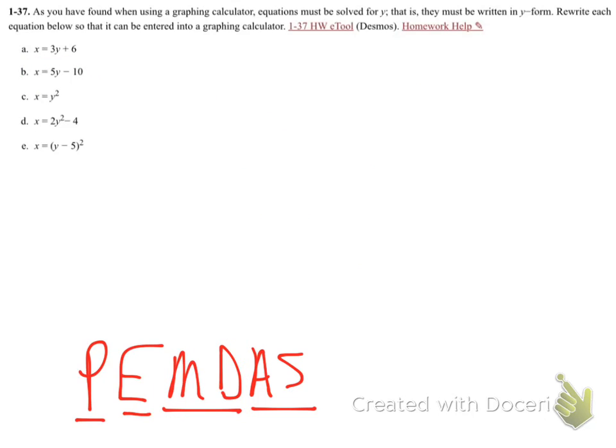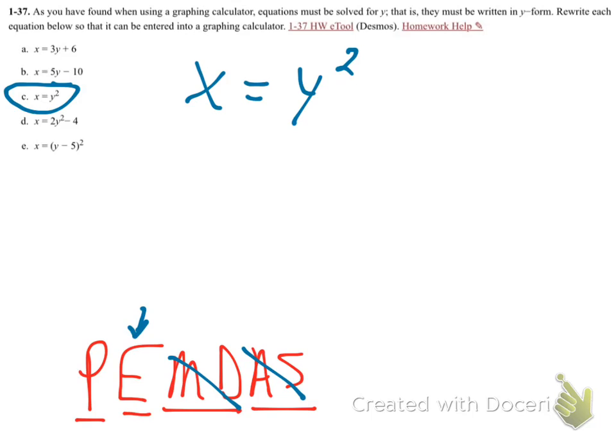On problem C, x equals y squared. There is nothing that's added or subtracted. There is nothing that is multiplied or divided. So then we are dealing with the exponents. So to undo the square, I need to take the square root of both sides.